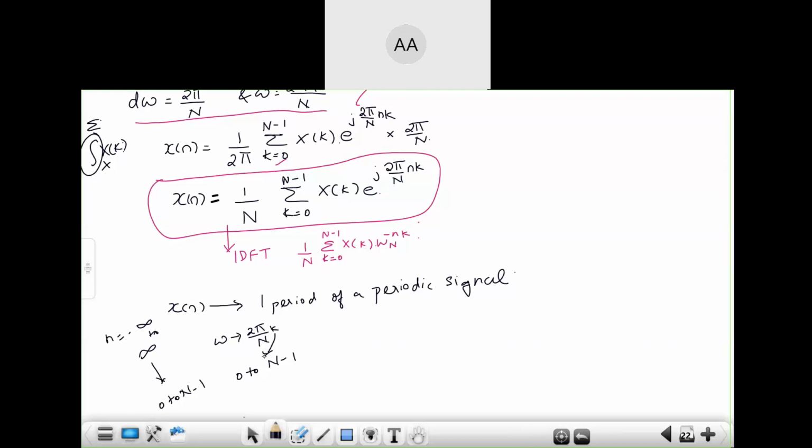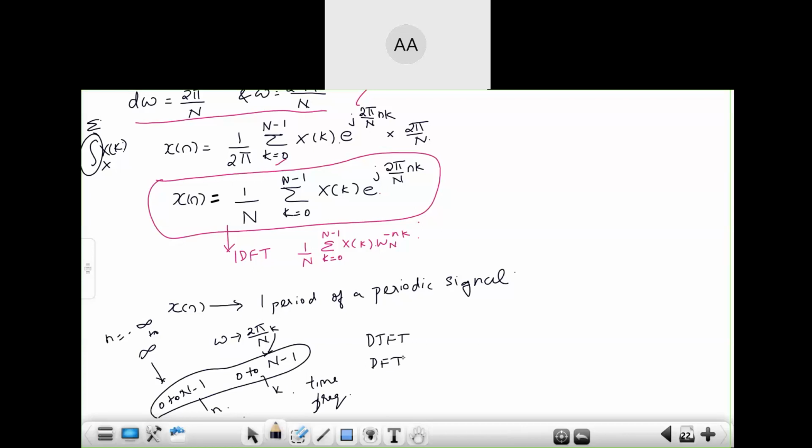This is very important, because we are able to get a finite range for your small n and small k. We are able to analyze the signal easily. Or else, if it is continuous both in time and frequency, what will happen? You are not able to analyze anything. So that is the relation between your DTFT and DFT.